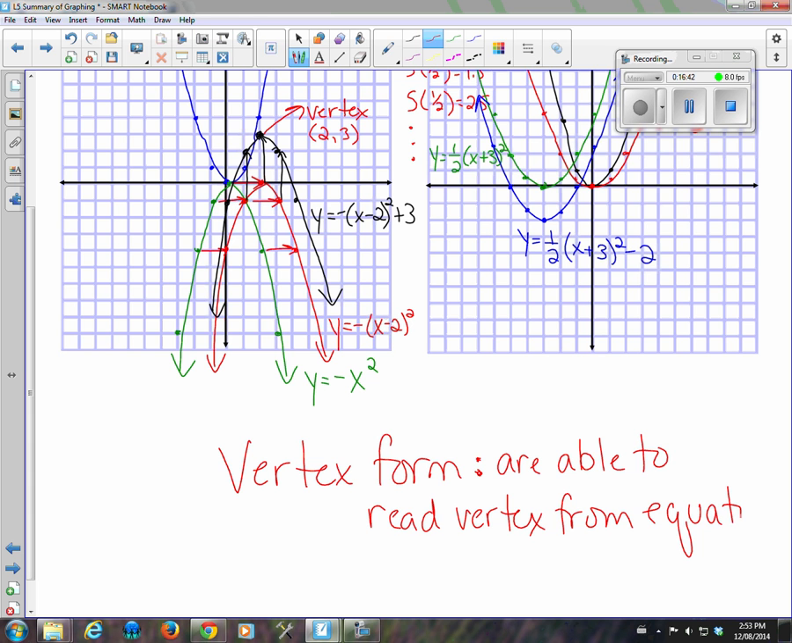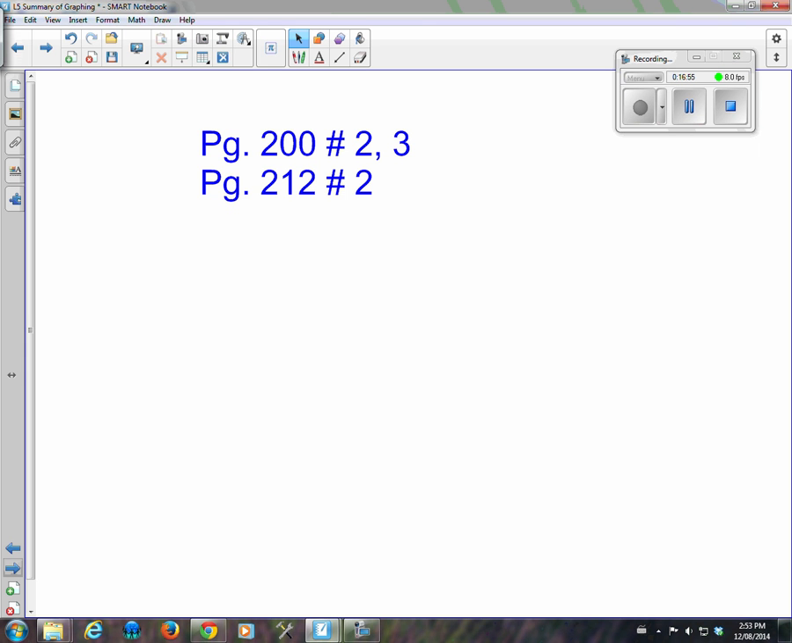Okay, so you should now be able to sketch on your own using a series of steps and describe what your graph would look like. So you should be working on those questions. Good luck.